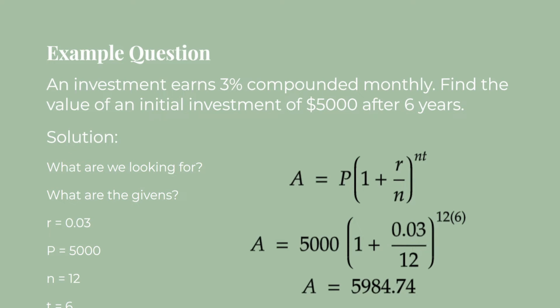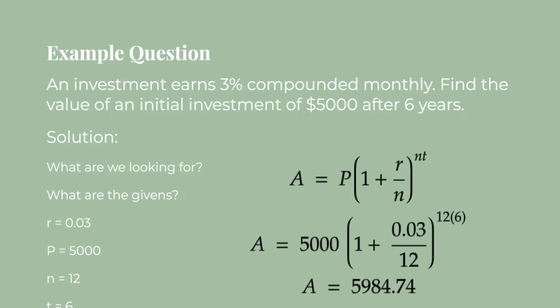Let's do this together. So the question states, an investment earns 3% compounded monthly. Find the value of an initial investment of $5,000 after 6 years. So what are we looking for? We're looking for A, which is the amount, right? And the givens is 3% compounded monthly.